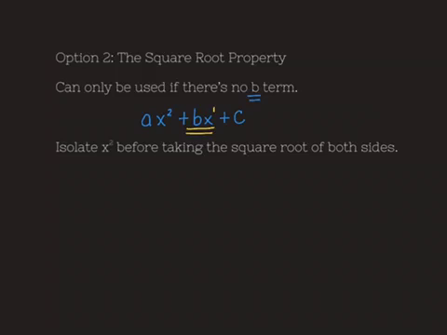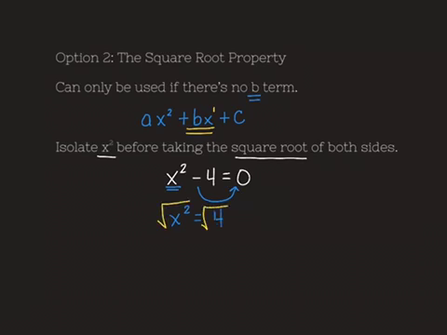Another thing to remember, and we've talked about this quite a bit, is that we have to isolate the x squared before we take the square root of both sides. For instance, if I had x squared minus 4 is equal to 0, before I can take the square root, I have to get the x squared all by itself. So I would have x squared is equal to 4, and then I can go ahead and take the square root of both sides. This would give me plus or minus 2.